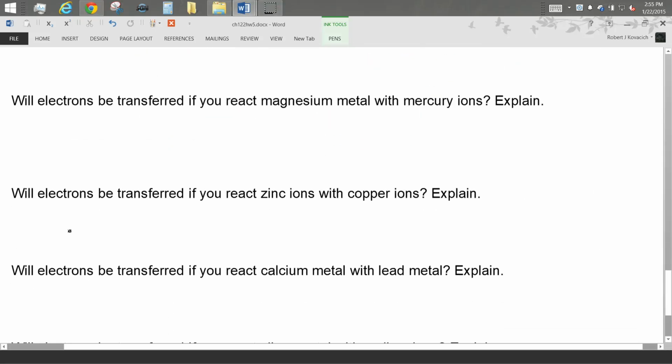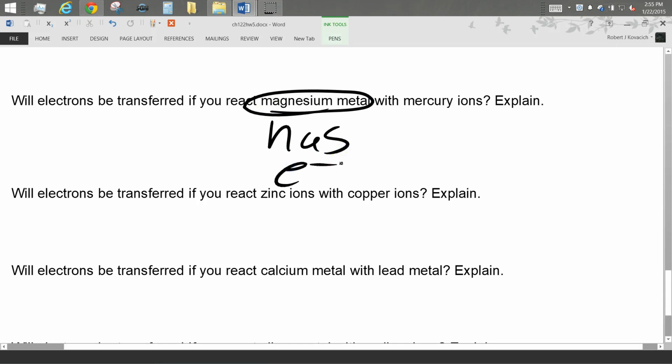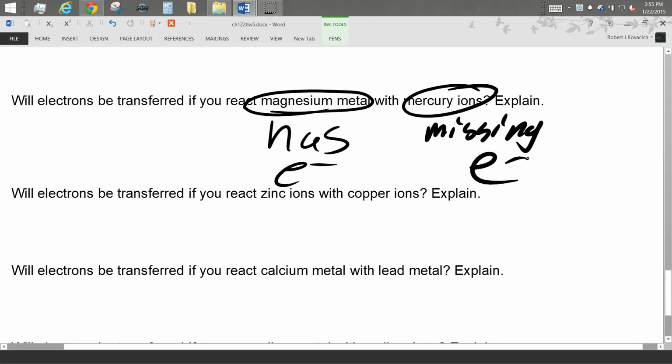Okay, so when metals are transferring electrons to other metals, there's only one time when the transfer will actually happen. In this first one here, I've got magnesium metal and mercury ions. The magnesium metal has his electrons, right? Because he's a metal. What about this mercury ion? Missing electrons. So if I've got one metal with and one metal without, I could get a transfer of electrons.